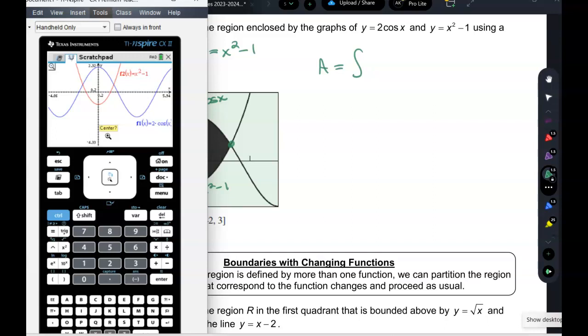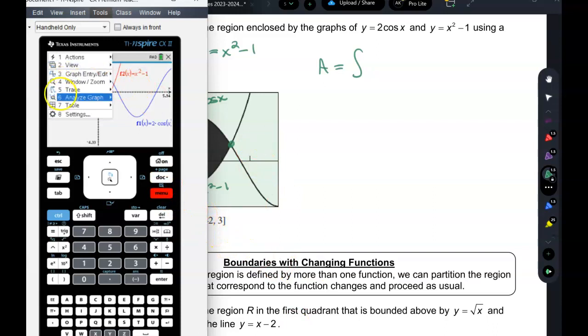Okay. So I want to show you how to store intersection points, because we want to have as much accuracy as possible, so we don't want to wrap around. So let's find the intersection on the left. I'm going to go to menu, analyze graph, and look for intersection.